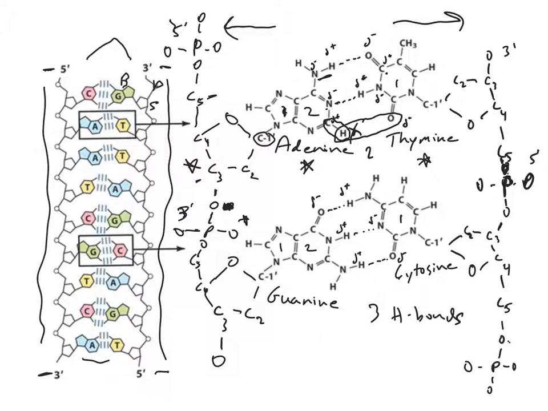Remember that covalent bonds are when atoms are sharing electrons, and those are very strong. Hydrogen bonds are not a shared pair of electrons. They are just when opposite dipoles attract, because remember, opposite charges attract, and therefore a negative dipole is going to be attracted to a positive dipole. And that's what creates those hydrogen bonds that hold these base pairs together.